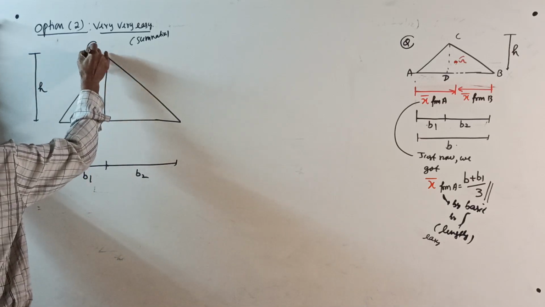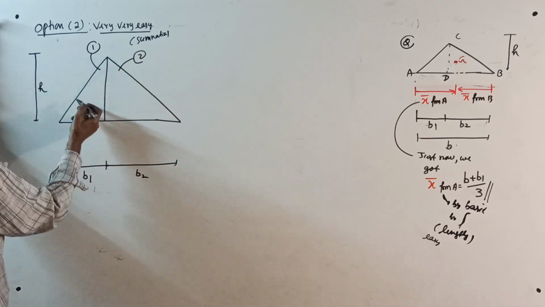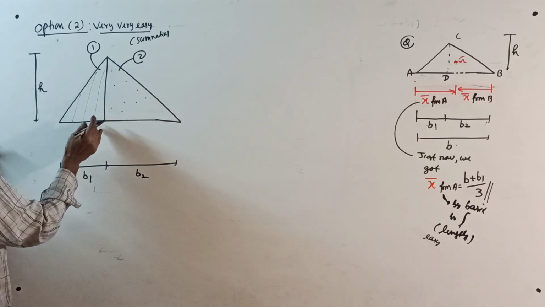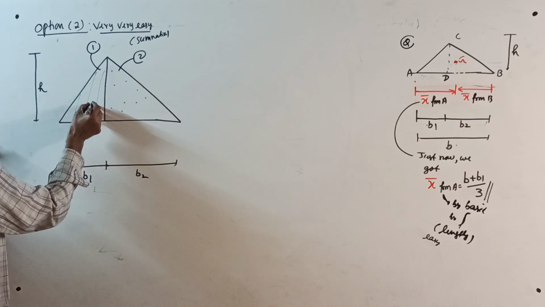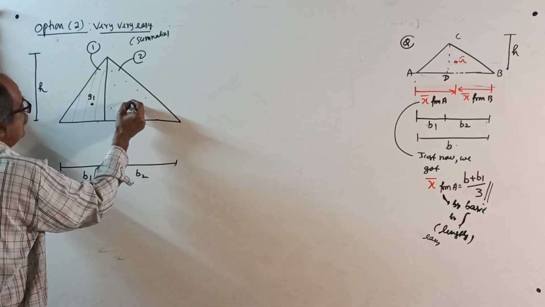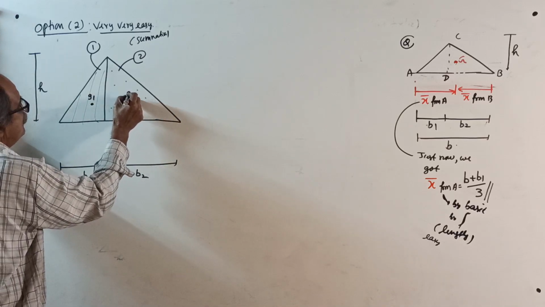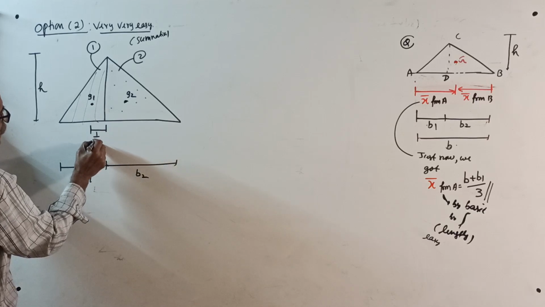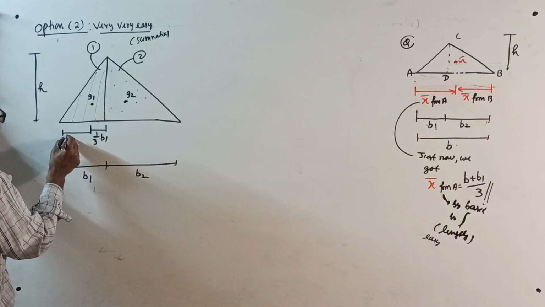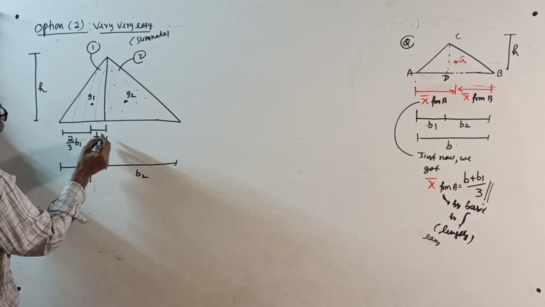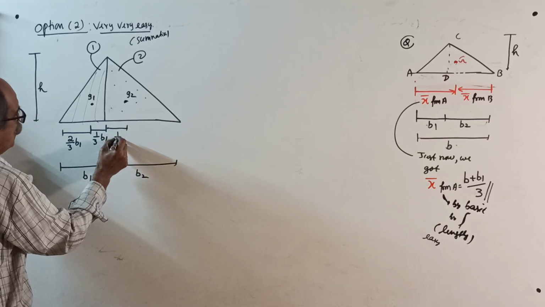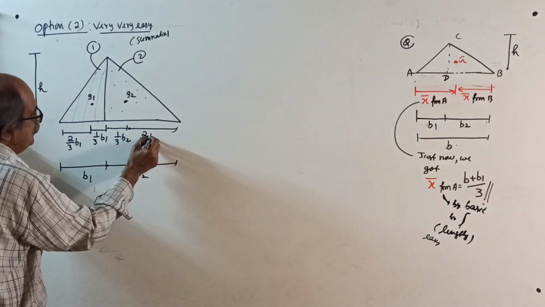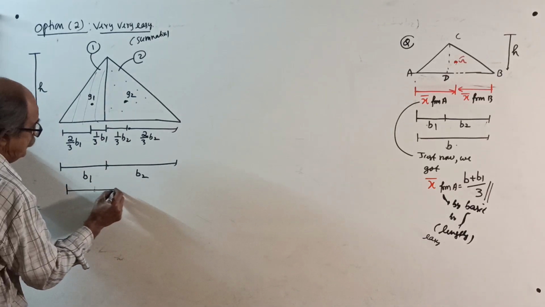This is your figure number 1. This is figure number 2. This is one of the areas. This is the other area. This centroid, see, if I take the base here, along the height, the centroid is here, G1. This centroid is somewhere here, G2. From the base, the smaller distance is 1/3 of B1. This is 2/3 of B1. And here, this is 1/3 of B2. This is 2/3 of B2. All this I will explain tomorrow once again. Total length is B.